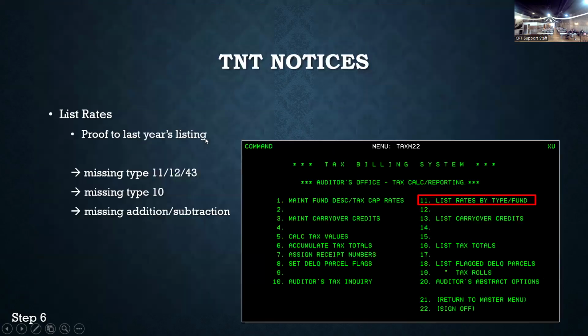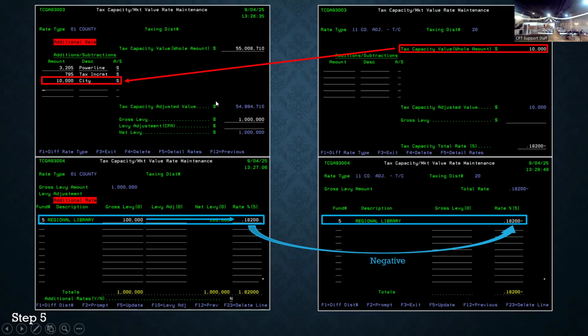Then when you F5 forward, you're going to put the levy into your rate type 1 and look at what the rate is for it, and go back to your type 11 and put it in as a negative. So if we're charging it to the library in type 1, but then in type 11, we're doing a negative charge, it becomes a wash and they're not paying it.